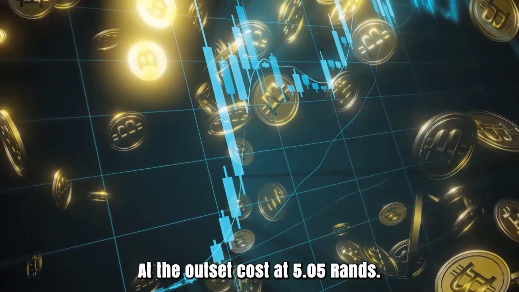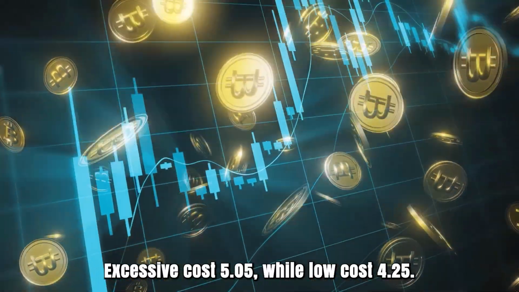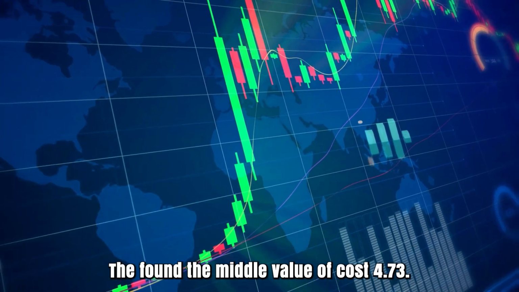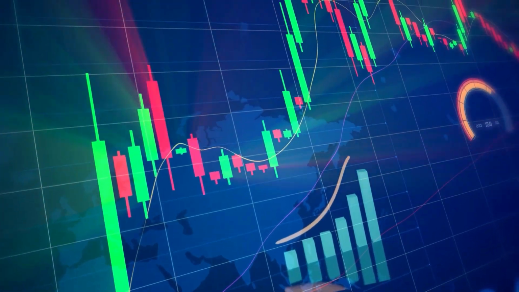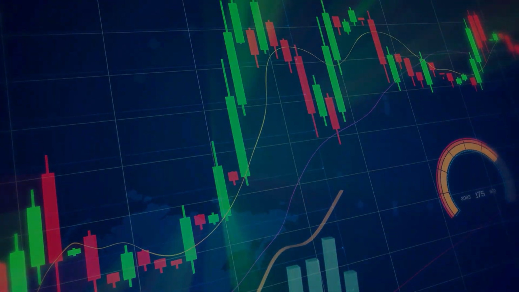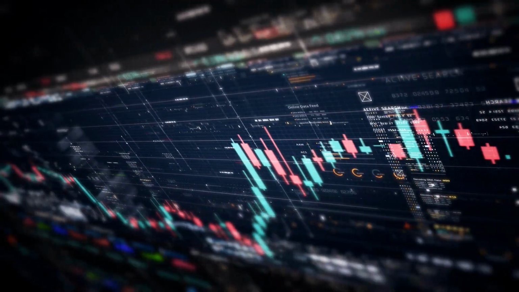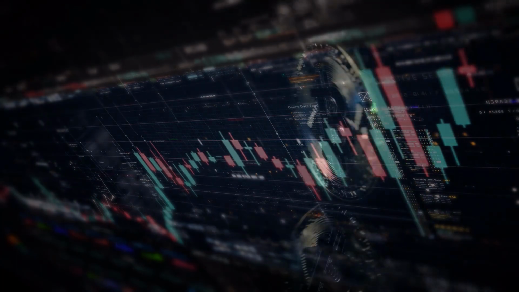At the outset, cost at 505 rands. Excessive cost 505, while low cost 425. They found the middle value of cost 473. Algorand cost gauge toward the month's end 457. Change for May 9.5%. Algorand cost expectation for June 2026.